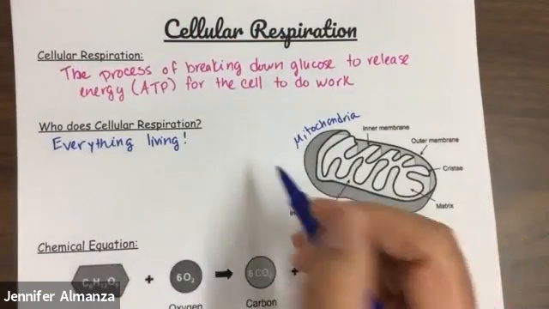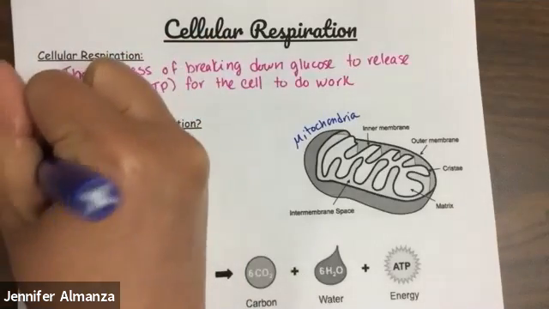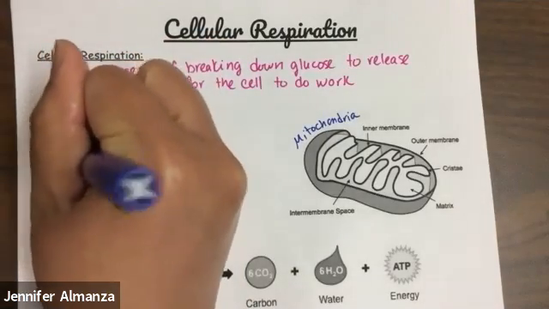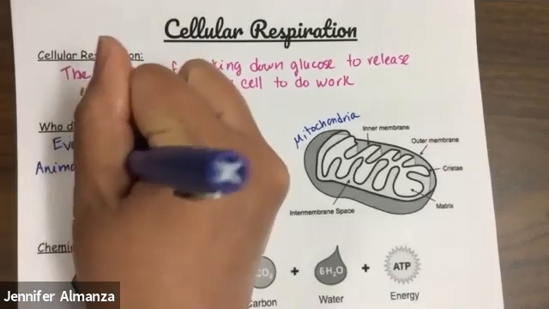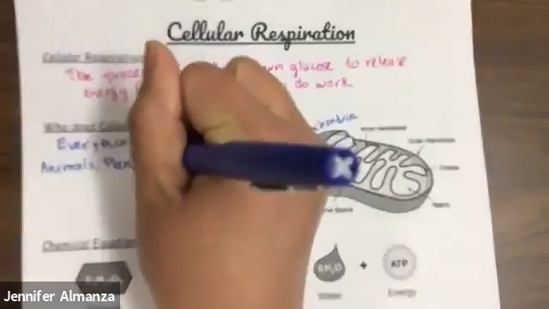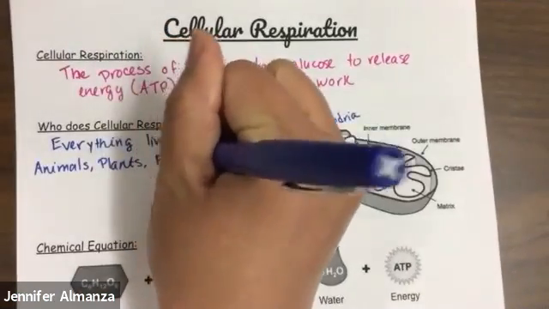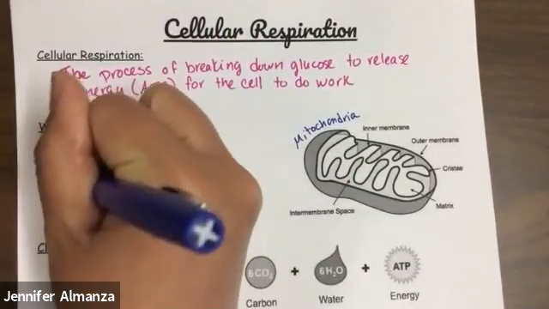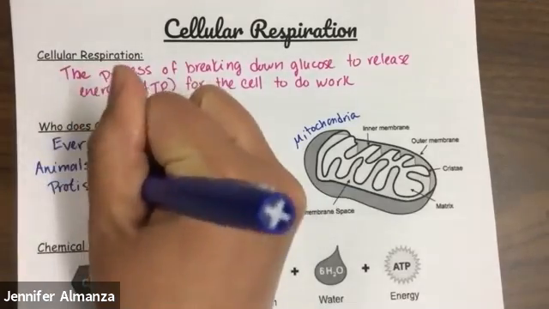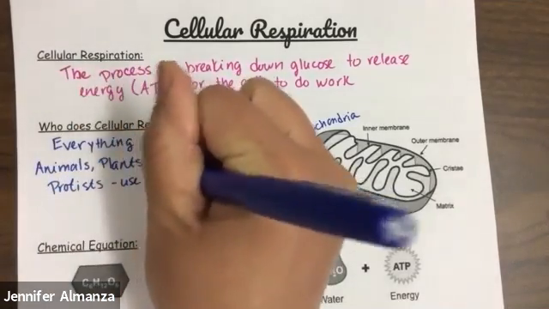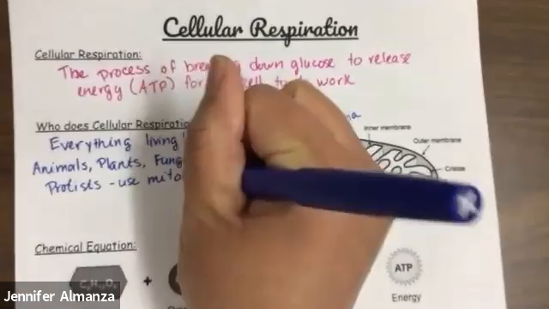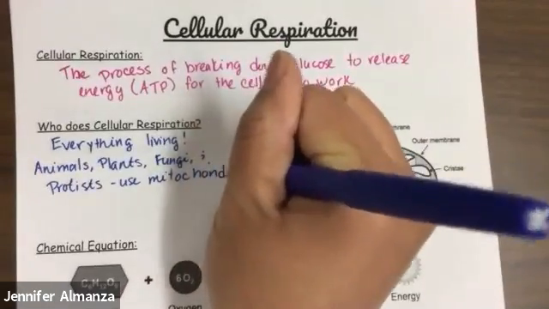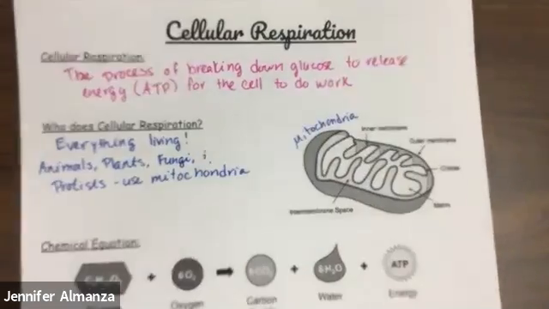Okay, so we know that things like animals, plants, fungi, and protists use mitochondria. And mitochondria is the powerhouse of the cell. And the reason we call it that is because that's where cellular respiration occurs.